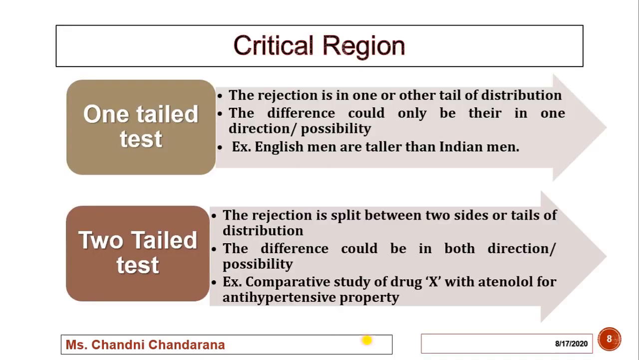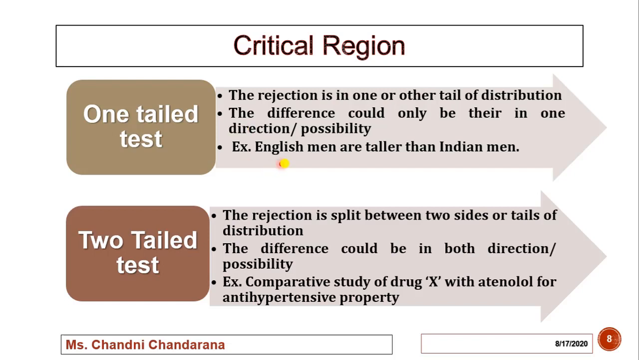Now we will see the critical region. There are two kinds of test we can do as a statistical test, that is a one-tailed test and a two-tailed test. They are also known as one-sided test and two-sided test. Now what is a one-tailed test? Here the rejection is in one or other tail of the distribution. The difference could only be in one direction.